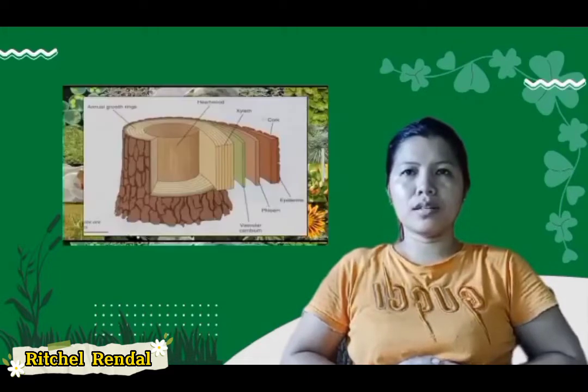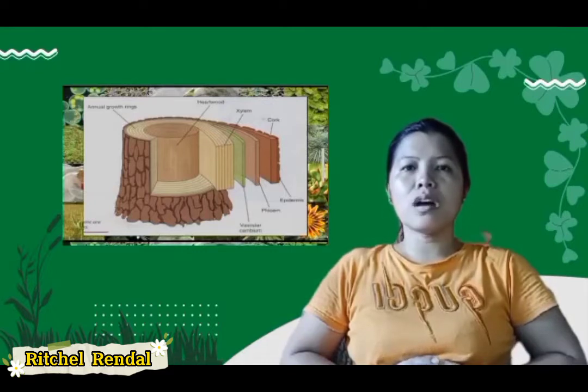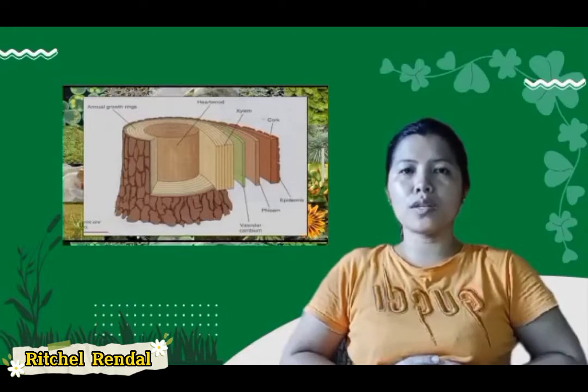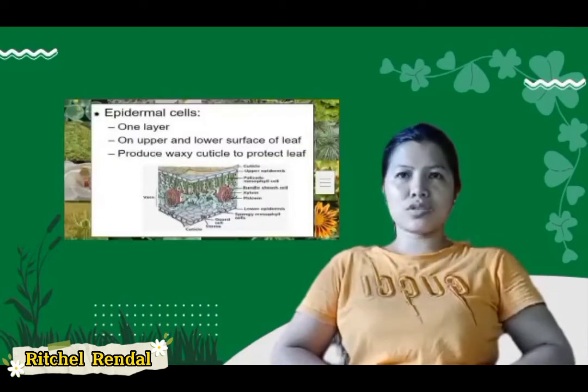What is an annual growth ring? Each year, the tree forms new cells arranged in concentric circles called annual rings or annual growth rings. These annual rings show the amount of wood produced during one growing season. Describe the internal structure of the leaf.